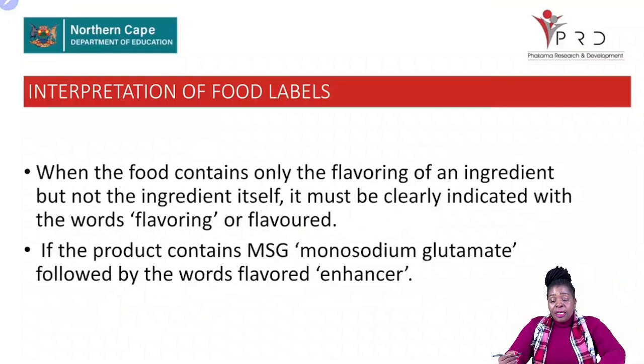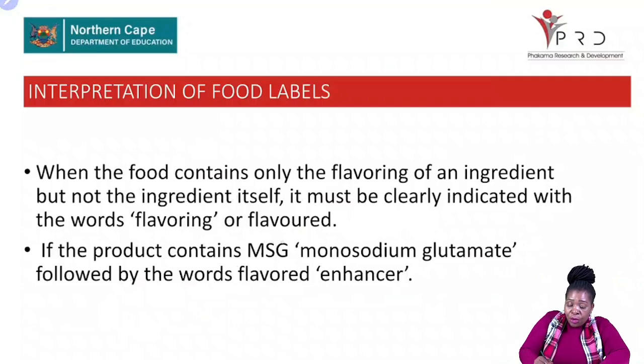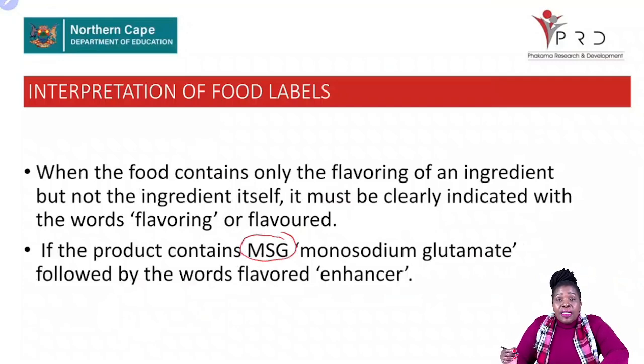When food contains only the flavoring of an ingredient but not the ingredient itself, it must be clearly indicated with the word flavoring or flavored with, right? So it must be specified that this has been flavored with a particular ingredient, right? And then if the product contains MSG, remember we looked at MSG as a flavor enhancer when we did our additives. MSG standing for monosodium glutamate, followed by the words flavor enhancer. So it must be specified that this product contains MSG, or some packagings will actually specify that this product is MSG free.